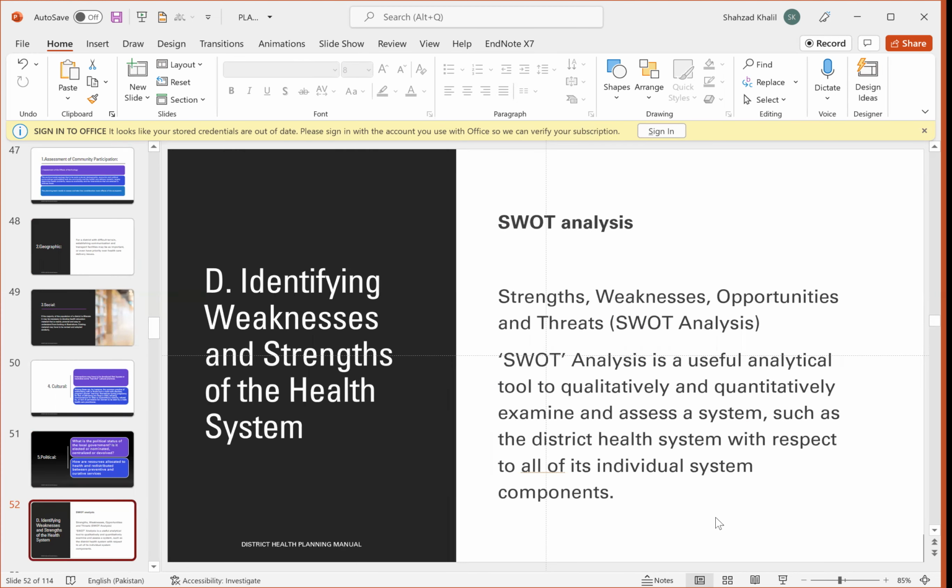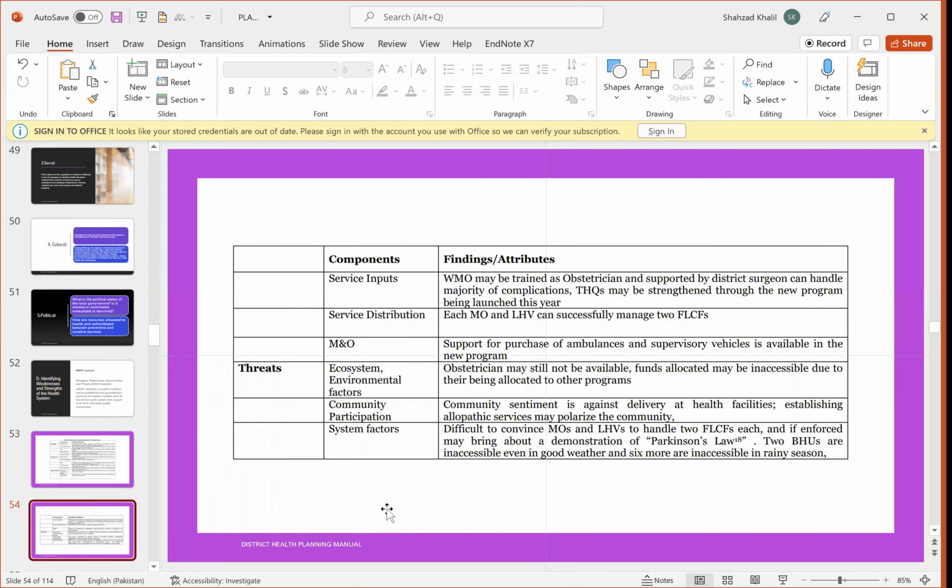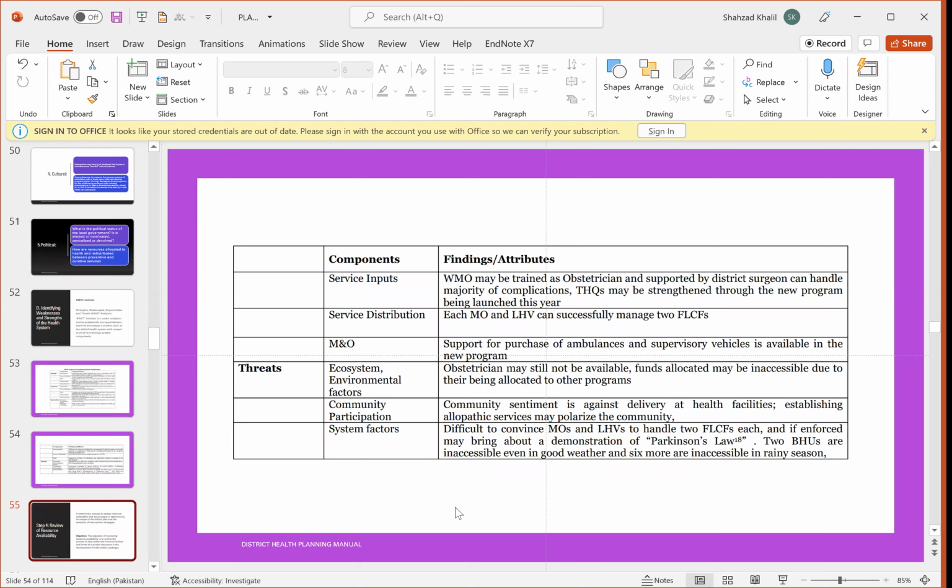Identify weaknesses and strengths of the health system. It is done by SWOT analysis, which is strengths, weaknesses, opportunities, and threats. It is a useful analytical tool to qualitatively and quantitatively examine and assess a system, such as the district health system, with respect to all of its individual system components. So this is a SWOT analysis of the hypothetical district health system. You can see the strengths, components, the findings, then the weaknesses, then the opportunities, and these are the threats. SWOT analysis can be done for anything.